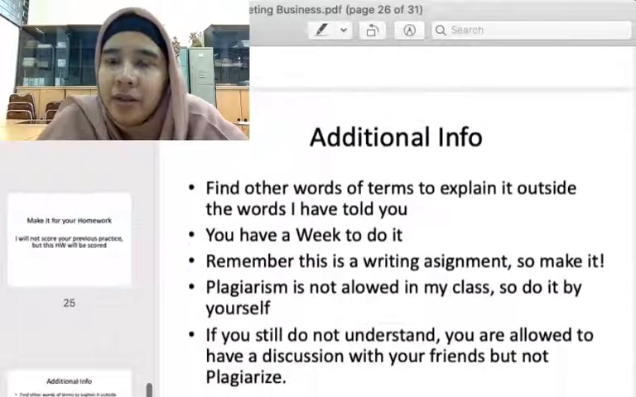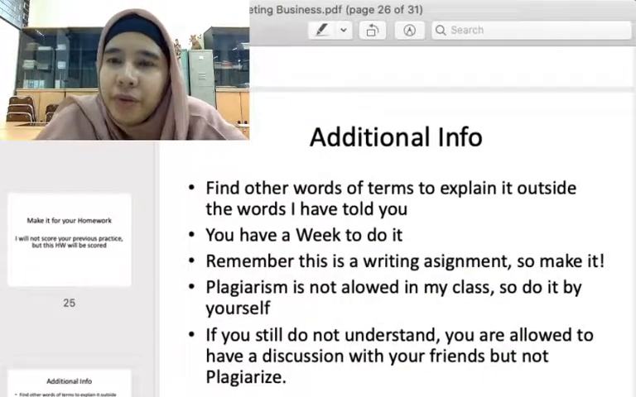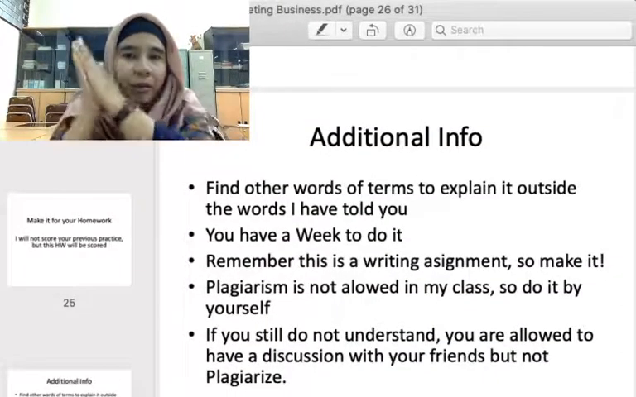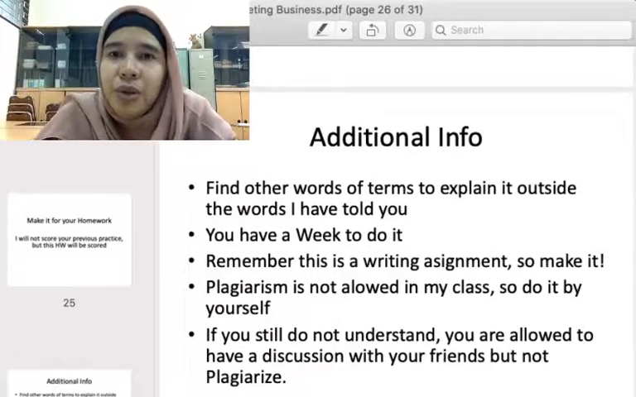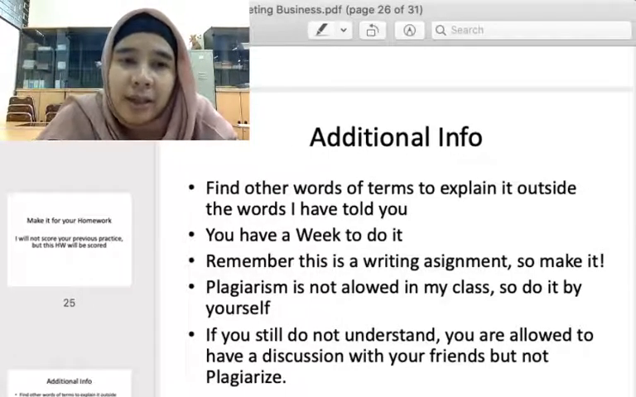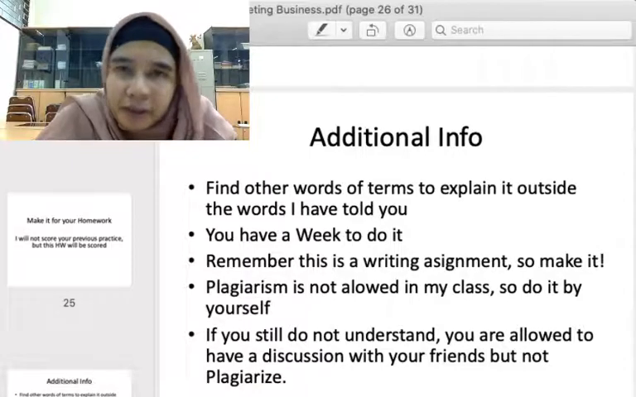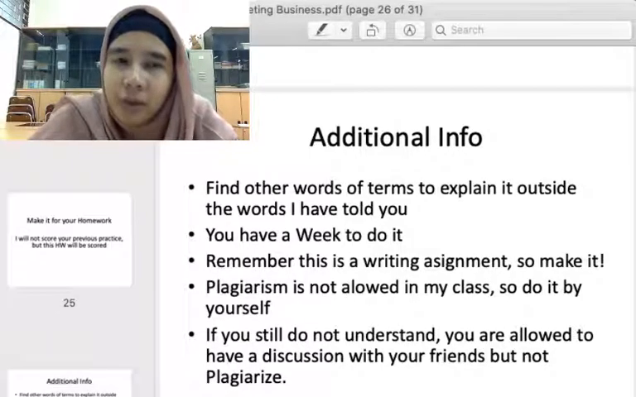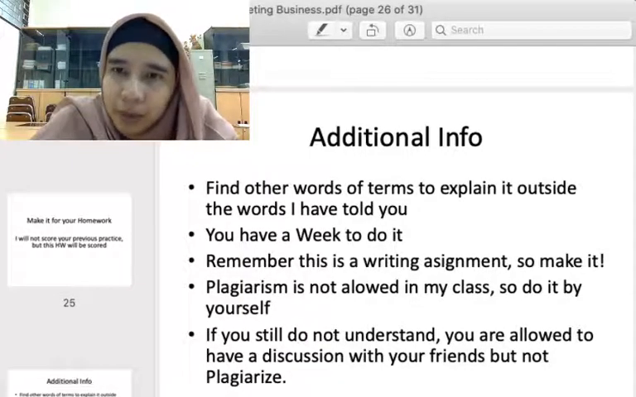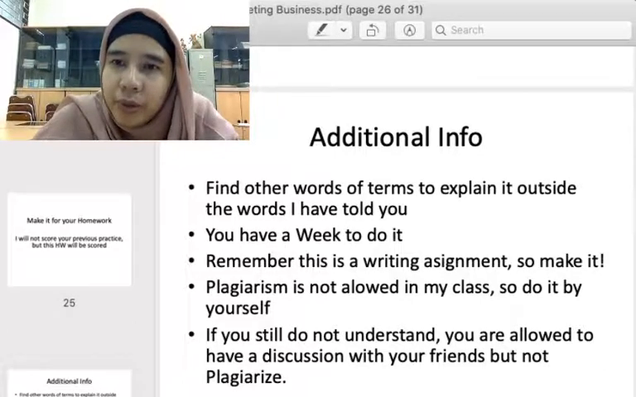Okay, this is the additional info. Find other words or terminologies to explain it, outside the words I have told you. Please use other terminology. You may search in a dictionary or on Google. You have 1 week to do it.